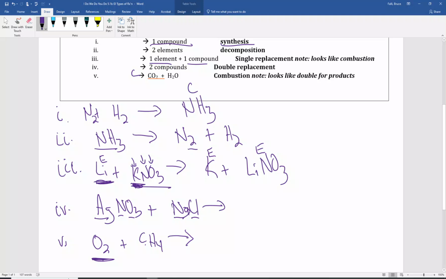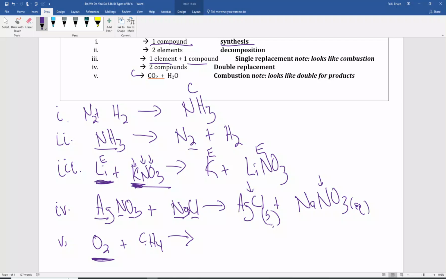This one's going to give me 2 compounds. I'm going to get AgCl plus NaNO3. Notice how these are both compounds. I am going to emphasize now we need to make a precipitate, which is a solid, which is jumping the gun a little bit, but compound and a compound.